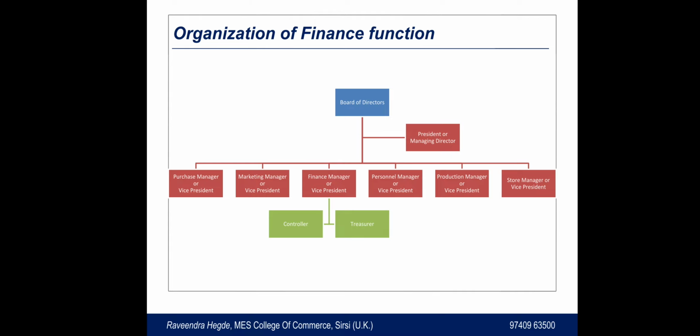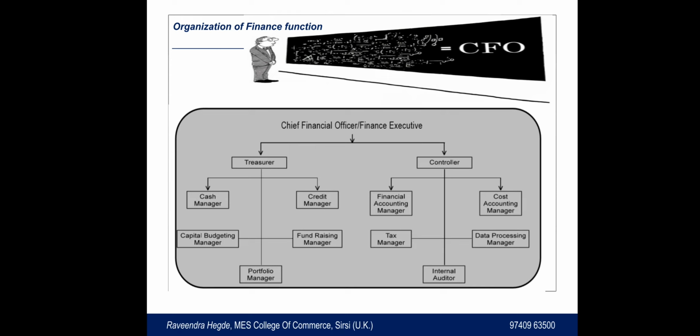The finance manager is concerned with the planning and control of funds, decision making, and also assisting the top management people in formulating plans, policies, programs, and so on. He has also staff responsibilities to be discharged, which includes supervision of the working of treasurers and controllers. So, this is the organization of finance function where you can see the chief financial officer or finance executive chart.